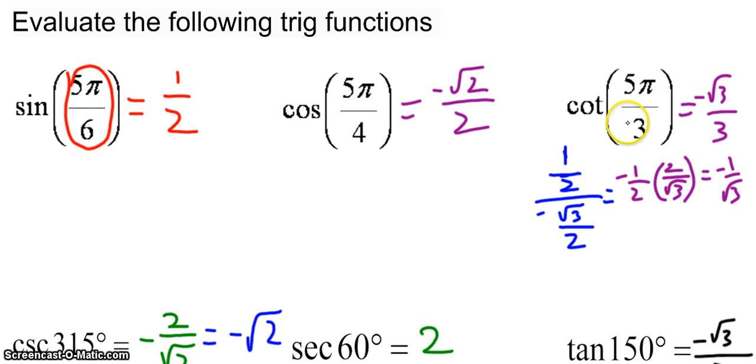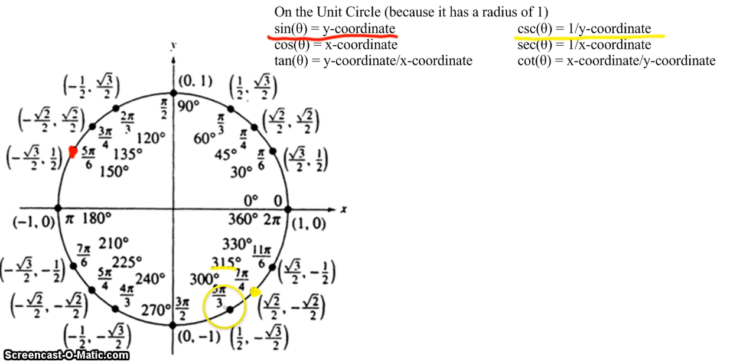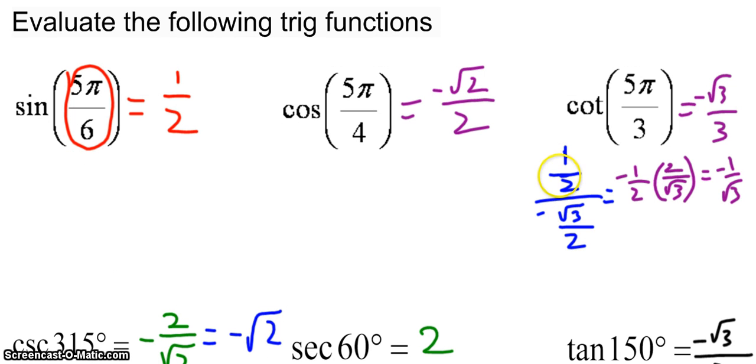Cotangent of 5 pi over 3. Here we're going to do a little bit of work. So 5 pi over 3 is down here. Cotangent is the x coordinate divided by the y coordinate, so 1/2 over negative root 3 over 2. When I divide fractions, I multiply by the reciprocal of the denominator. So it's negative 1/2 times 2 over root 3. This becomes negative 1 over root 3 because the 2's reduce. And then when I rationalize, I get negative root 3 over 3. So the cotangent of 5 pi over 3 is negative root 3 over 3.